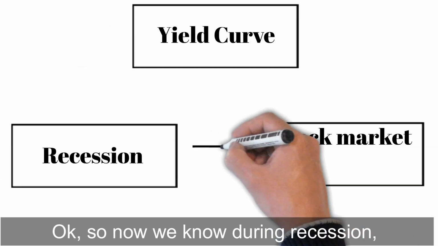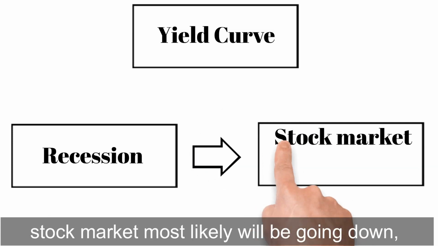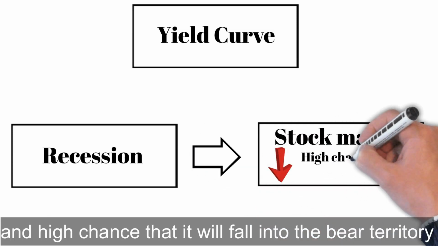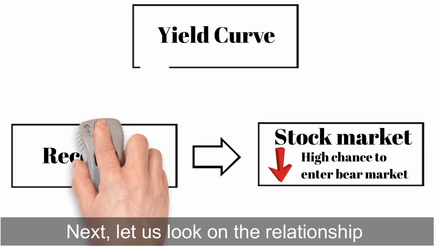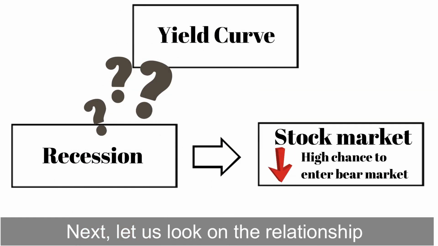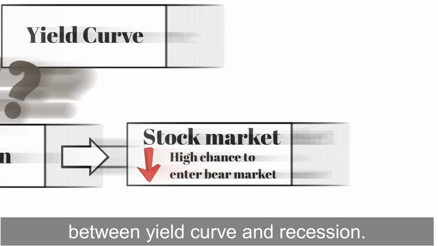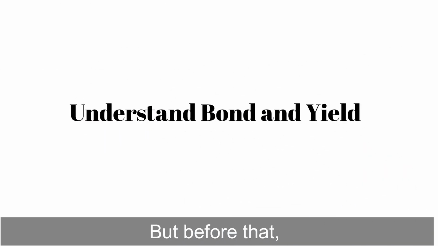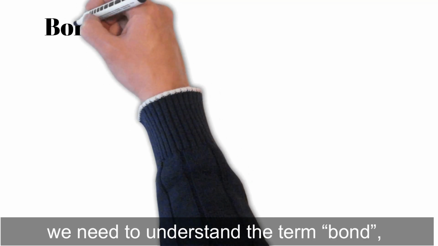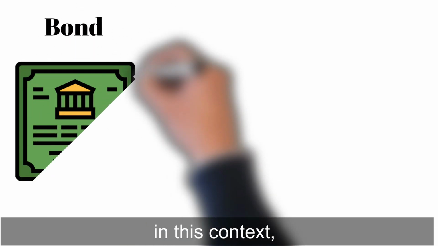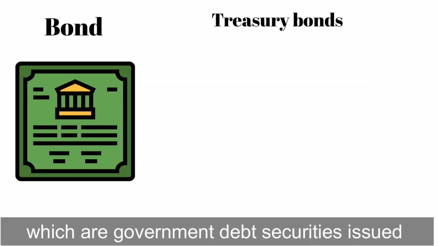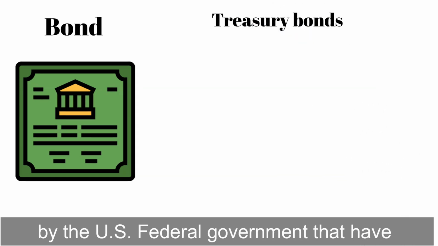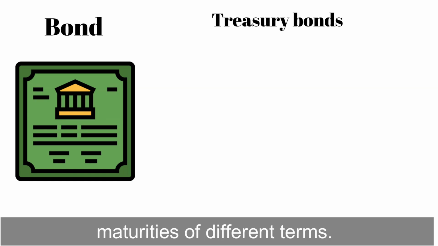Okay, so now we know that during recessions, the stock market will most likely be going down, and there is a high chance that it will fall into bear territory. Next, let us look at the relationship between yield curve and recession. Understand bond and yield. But before that, we need to understand the term bond. In this context, we will be focusing on Treasury Bonds, which are government debt securities issued by the US federal government that have maturities of different terms.